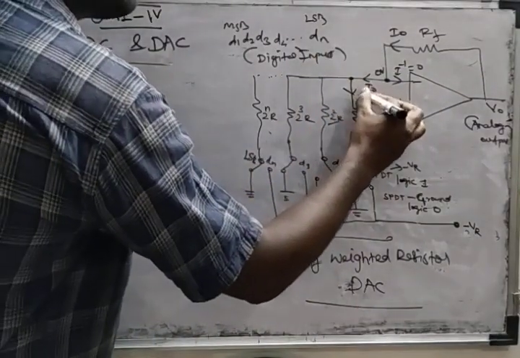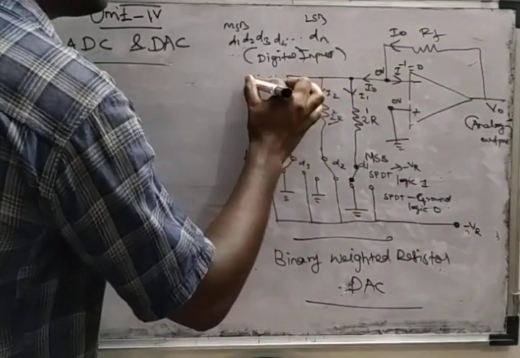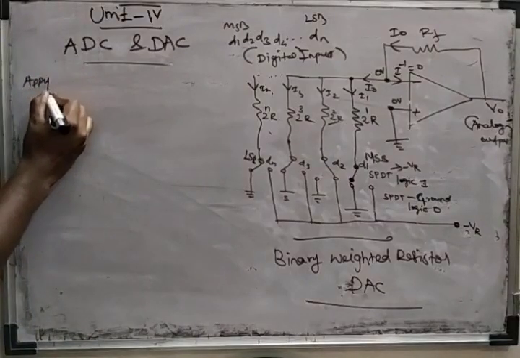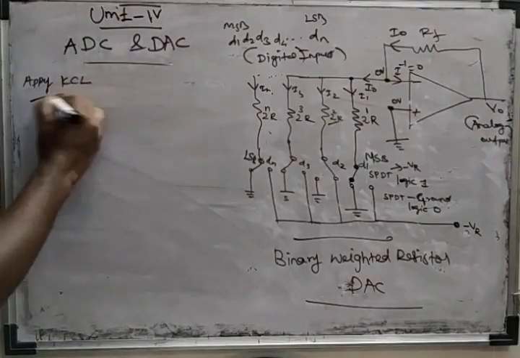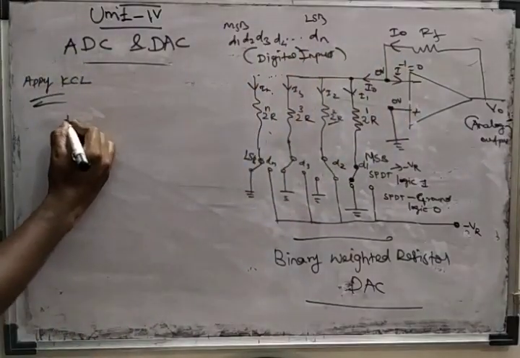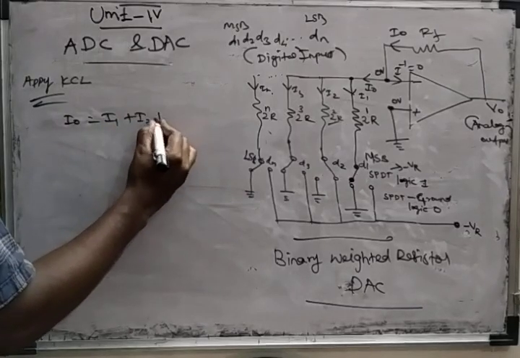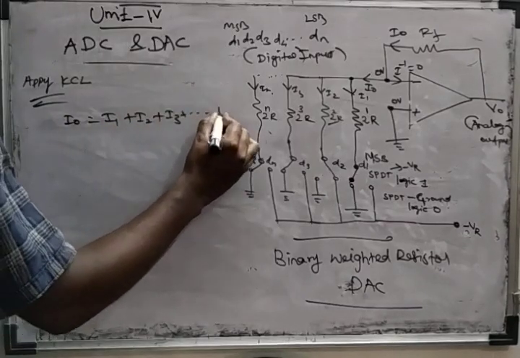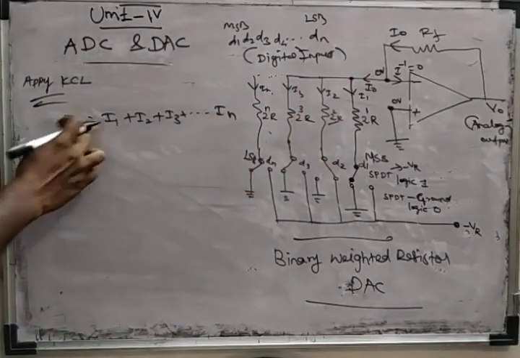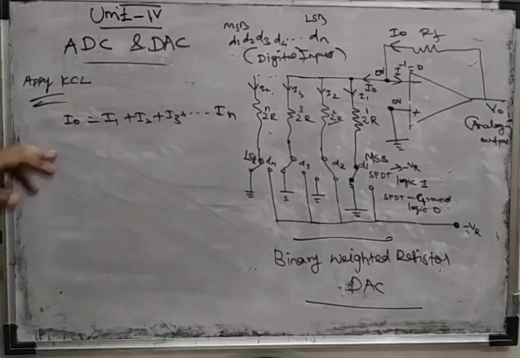This current I am taking as I1, I2, I3, up to IN. So apply KCL. We have I0 equal to I1 plus I2 plus I3 up to IN. So all are leaving currents. So I0 is equal to I1 plus I2 plus I3 up to IN.